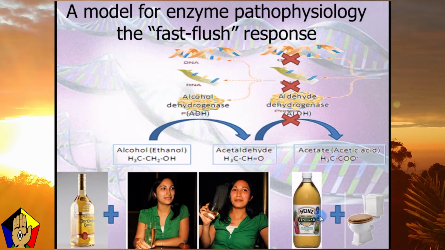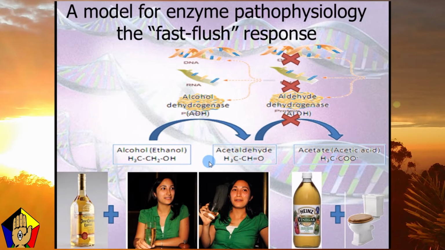Well, if you're missing this enzyme that converts acetaldehyde to acetate or acetic acid, you can't make it into the vinegar and urinate it out. So the acetaldehyde builds up in your body. The alcohol, the ethanol builds up in your body, and you feel really sick really fast. This is called the fast flush response.